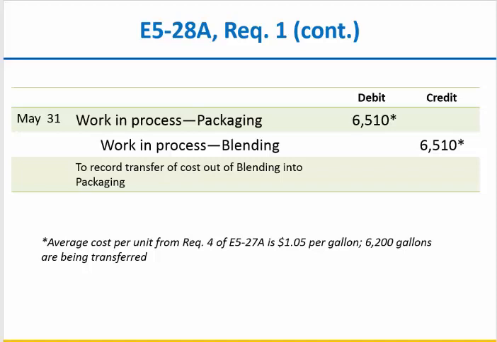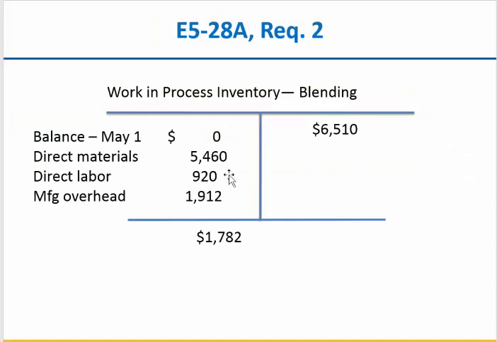So next is the T-account work. The T-account work is relatively simple here because all you have to do is summarize all prior journal entries. So you started with a 0, right? And you have direct materials, which is 5,460, and the direct labor and the manufacturing overhead. However, don't forget that you have a cost transferred out. Cost flowing out from blending to the packaging, which is 6,510. So this dollar amount will also be shown in the credit. So you have a bunch of debits, you have one credit. So the ending balance actually is a debit balance, which is 1,782. That's the WIP inventory balance in the blending department.